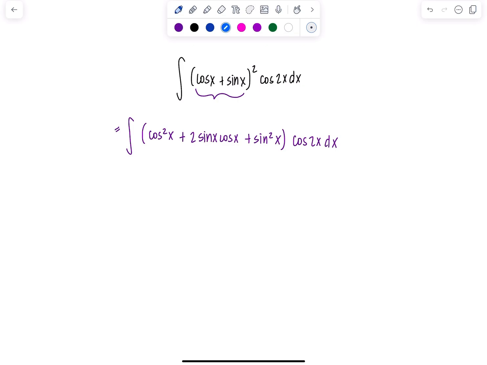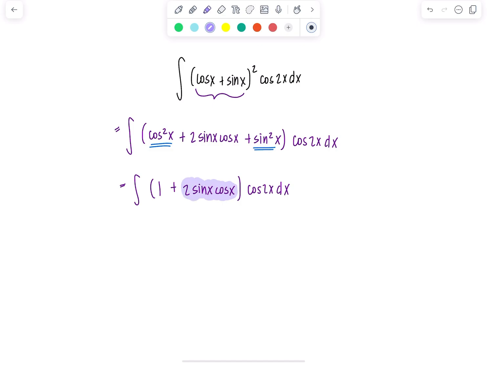And then from here, right away I have cosine squared x plus sine squared x, so I want to replace that with 1, plus 2 sine x cosine x. That should look familiar to you. Does that remind you of somebody? Hopefully you're saying over there, sine double angle.